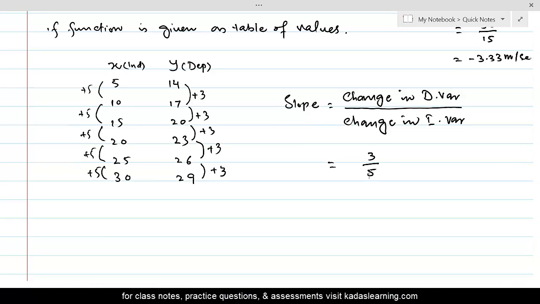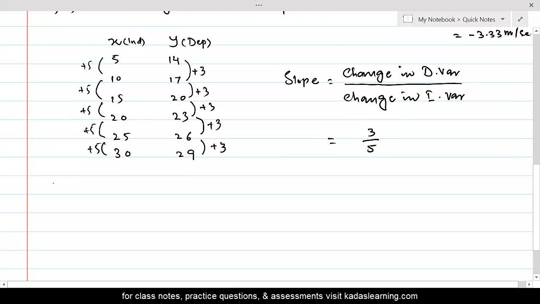If an x and y table is representing a linear relationship or a linear function, then remember that for equal change in the independent variable, there will always be an equal change in the values of the dependent variable. So that is an identification for a function to be linear. If this function was not linear, then for equal changes in the values of x, there would be unequal changes in the values of y.